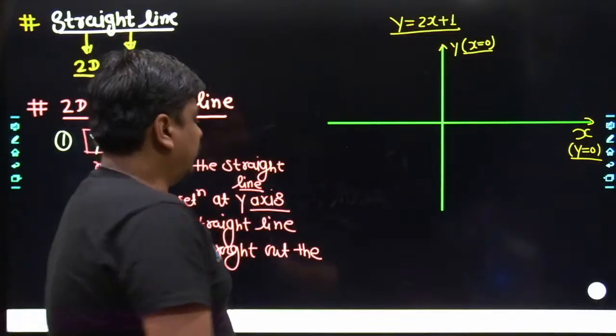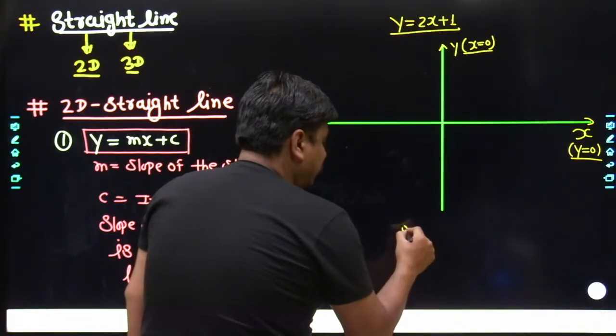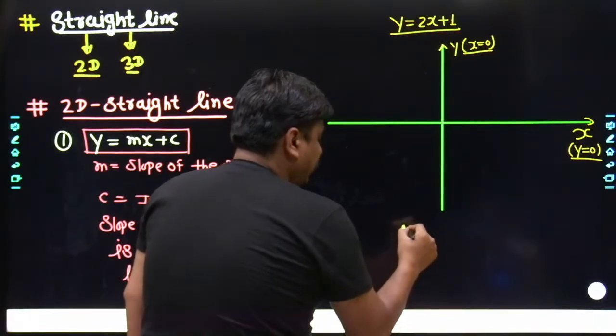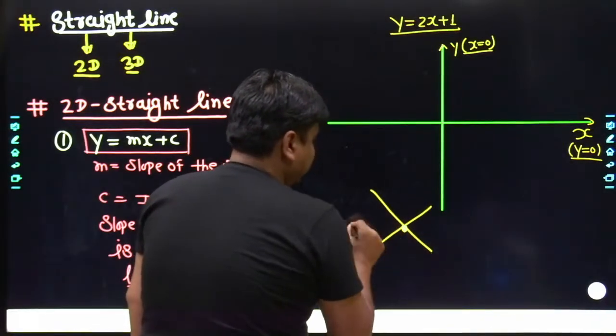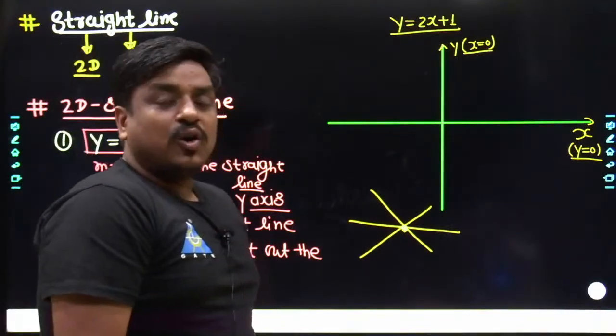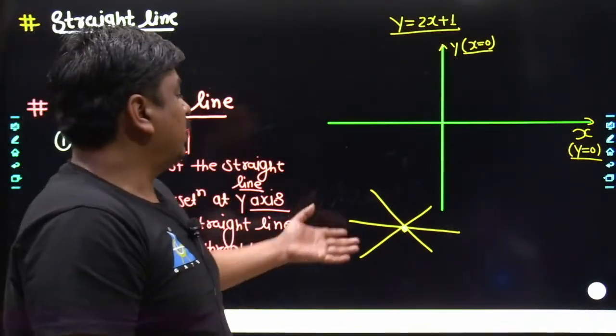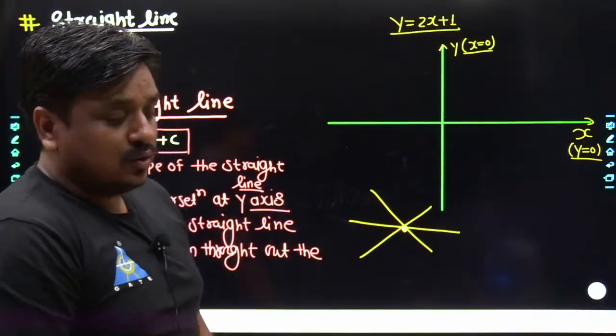No. Let's take the 1 point to be this point, and if you want to draw a unique line passing through this point, it won't be unique. It could be this straight line, it could be this straight line, it could be this straight line. So obviously, you cannot draw a unique equation or a unique curve of the straight line if you know only 1 point through which the straight line is going to pass.